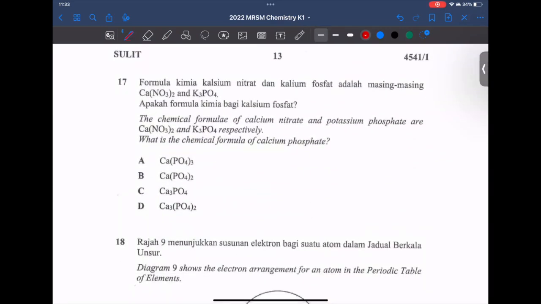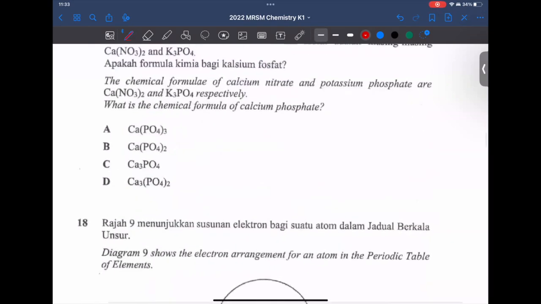17, the chemical formulas of calcium nitrate and potassium phosphate are Ca(NO3)2 and K3PO4 respectively. What's the chemical formula of calcium phosphate? So calcium is Ca2+ and phosphate is PO4 3-. So a +2 and a -3, right? You just cross the numbers. So it becomes Ca3(PO4)2. So the answer here will be D.